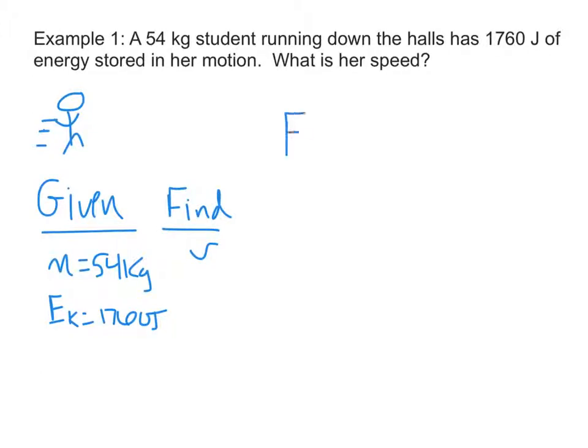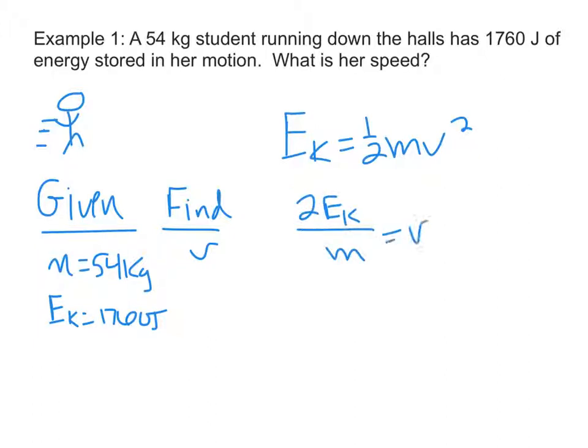So, dealing with kinetic energy, Ek equals 1/2 mv squared. Isolating for v, we get 2 Ek over m equals v squared. 2 times 1760 joules divided by the mass, 54 kilograms, equals v squared.